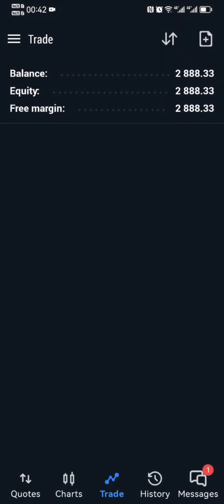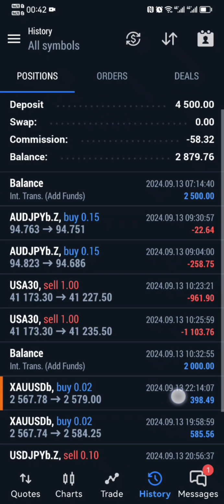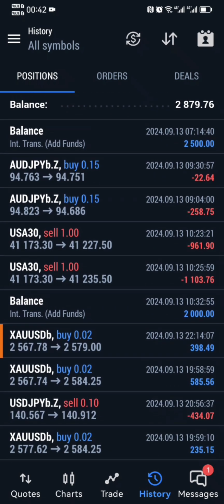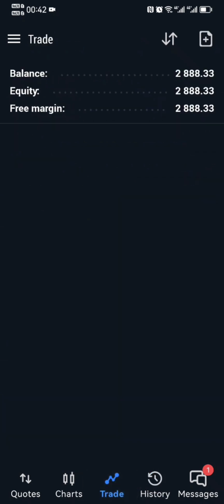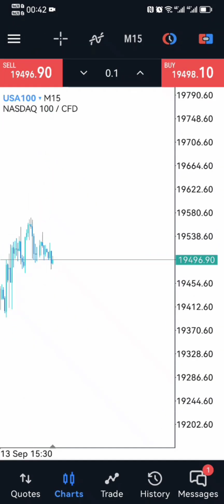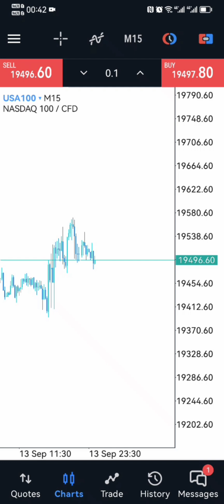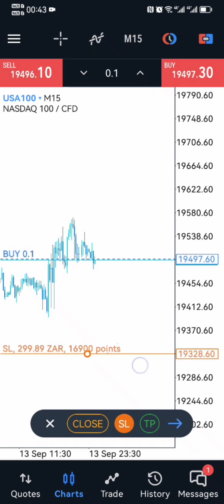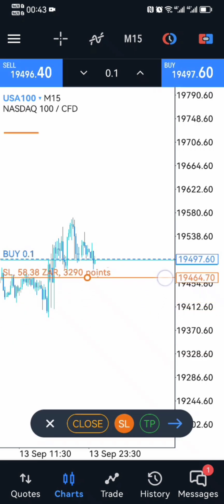I quickly want to go to MetaTrader for you guys to see that it's still the same account that I was trading, and this is the history that the account is on. So you guys can see it's still the same account. Now I'm just gonna jump over to Nasdaq, which is US 100, and open positions. I'm gonna open a buy position, and then I'm gonna head over to TradingView to show you guys why I am going with that setup.